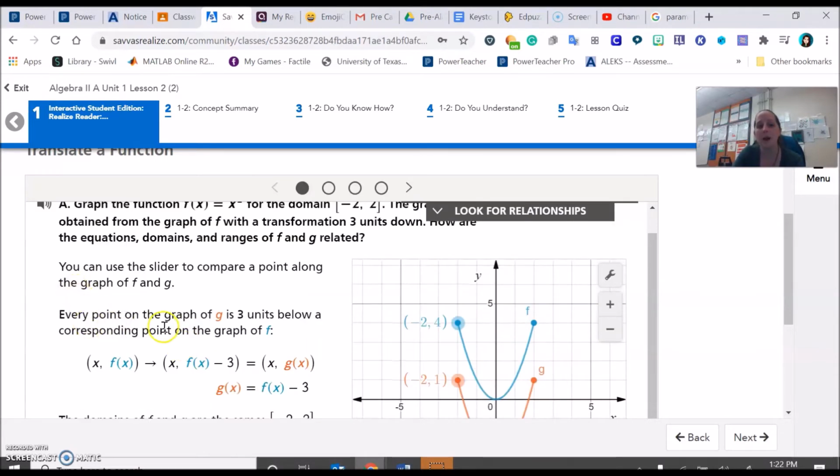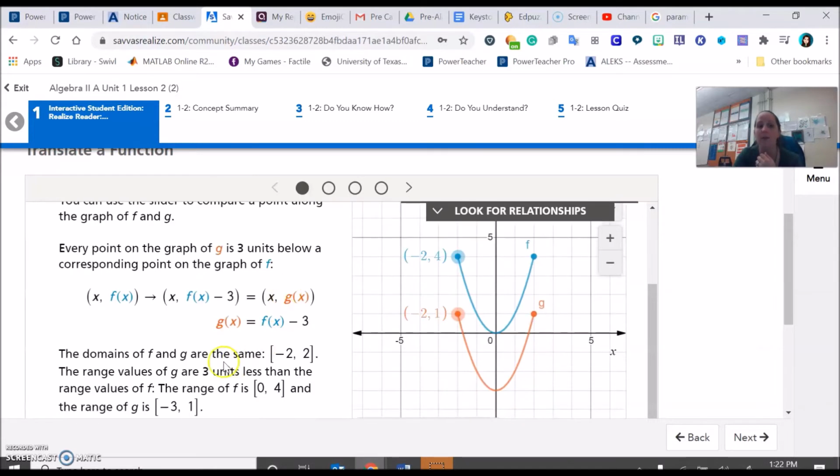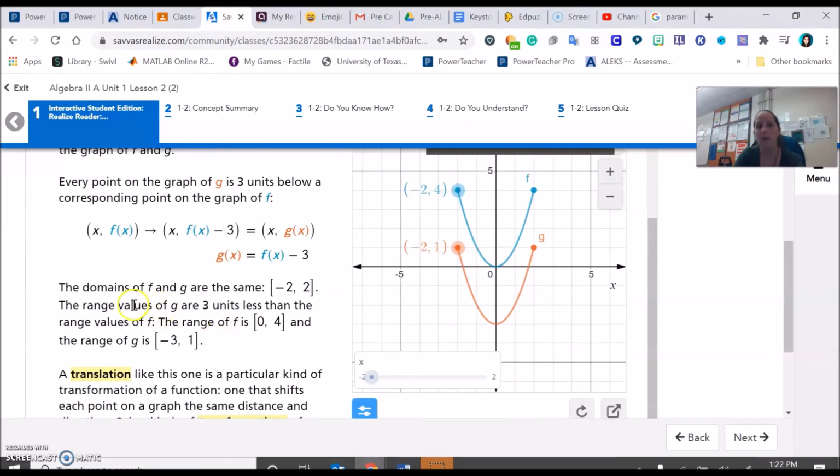Okay. So every point on the graph of g is 3 units below a corresponding point on the graph of f. So f of x moves to f of x minus 3, and that gives me g of x. So g of x equals f of x minus 3. So any point on that graph that I'm given, minus 3, will give me g of x. So the domains of f and g are the same, still -2 to 2, so the domain, remember, is our x.